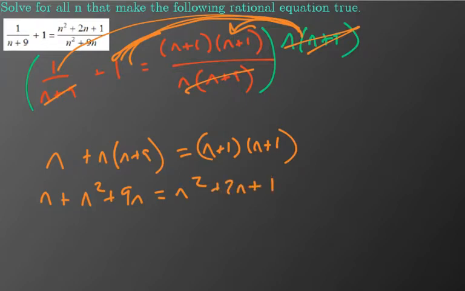And then probably, actually this is pretty nice because we have n squared on both sides, right? We can cancel that. I was thinking about whether I wanted to move things left or right, but it really doesn't matter because there is no quadratic in this one. So this is 10n, this is n plus 1, minus 2n, 8n equals 1, n is 1 over 8.